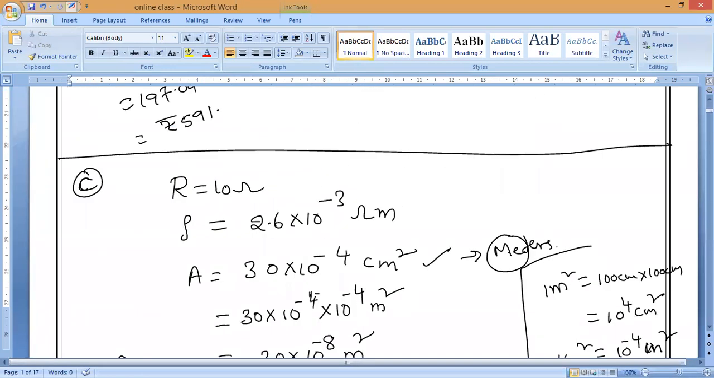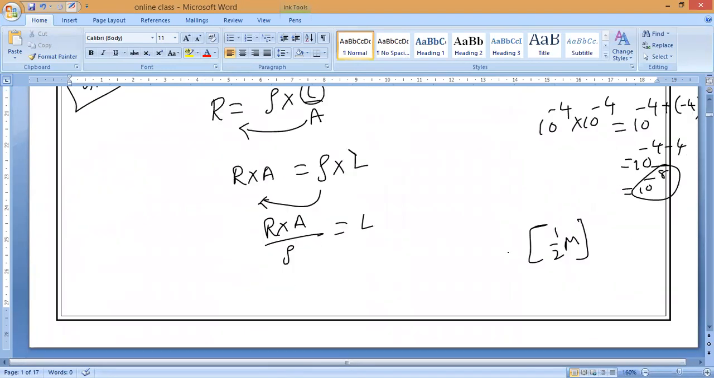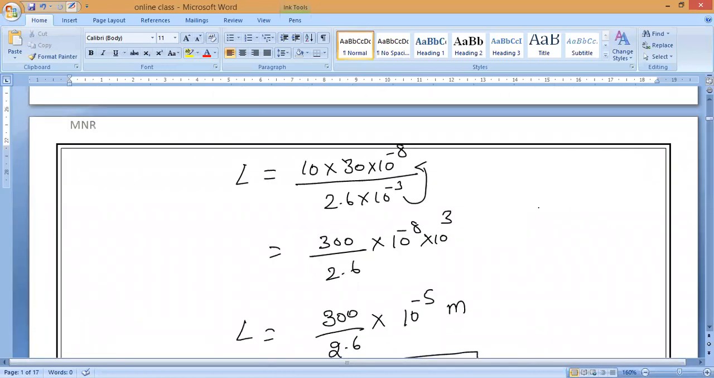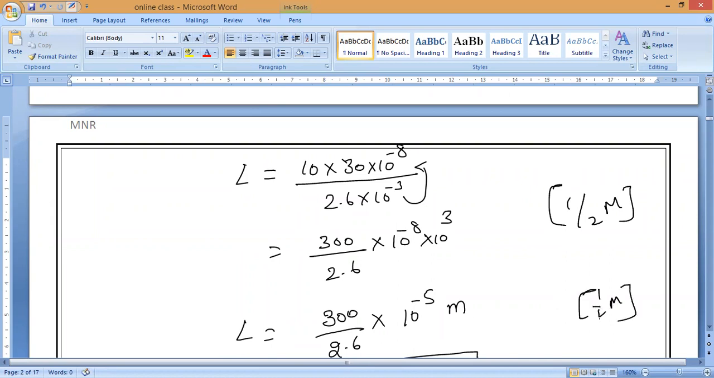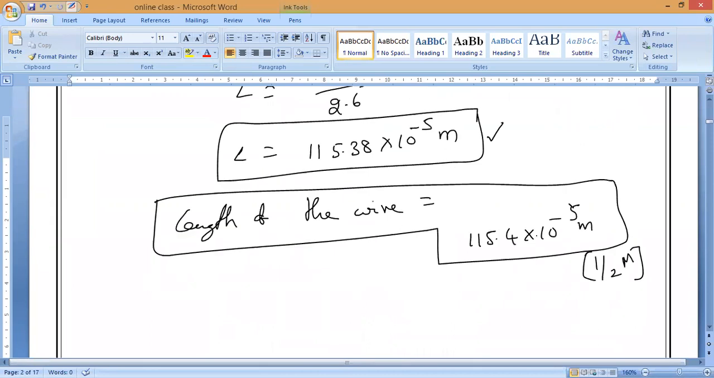So A and B part are over, half a mark. Now C part: first the formula and given data, half mark. Next this substitution step is half mark. And the next step has half mark. And the last statement, if you put this statement, has half mark. So 2 marks it will be. This is what it is.